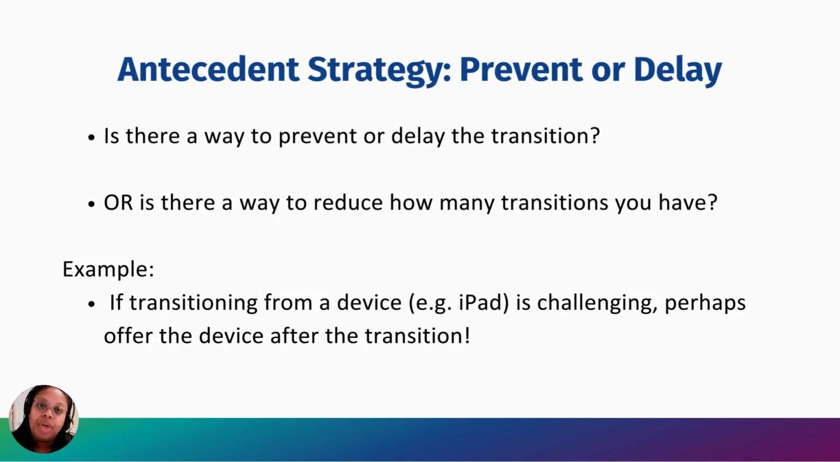Finally, we always like to think about whether there is a way to prevent the transition at all. This can be hard, especially if it is a transition like going to school. If we can't prevent it, it is helpful to think about how to reduce how many transitions we have. Example, if transitioning from a device is challenging, perhaps offer the device after the transition.